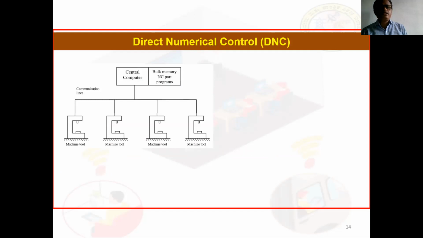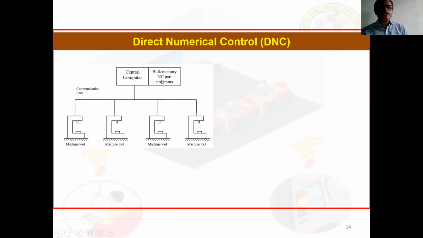Now we will study another important machine that is called as DNC. DNC stands for direct numerical control. So you can see here there is a central computer and large memory called as bulk memory.